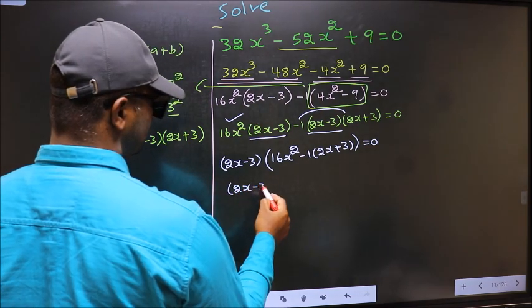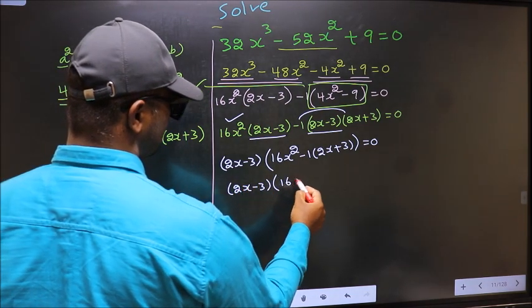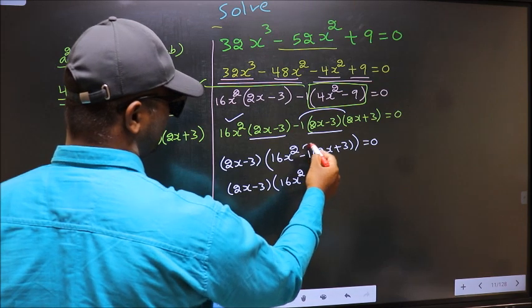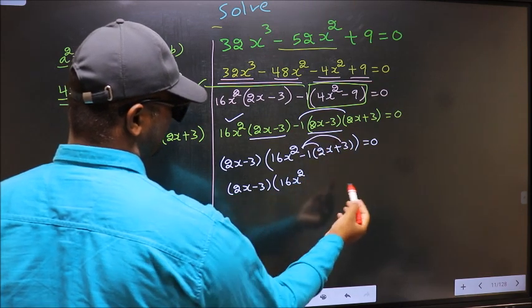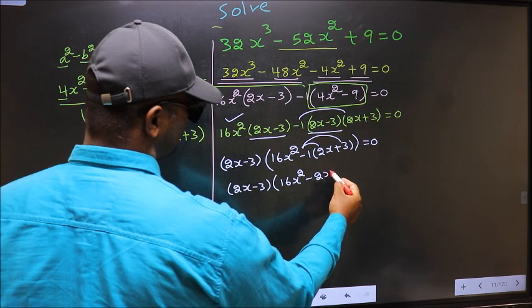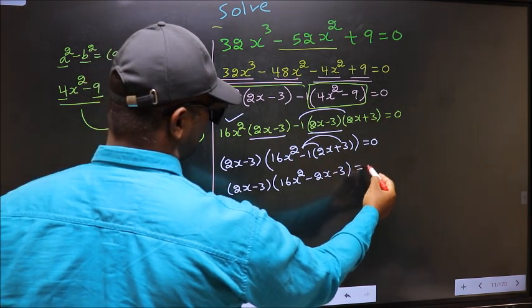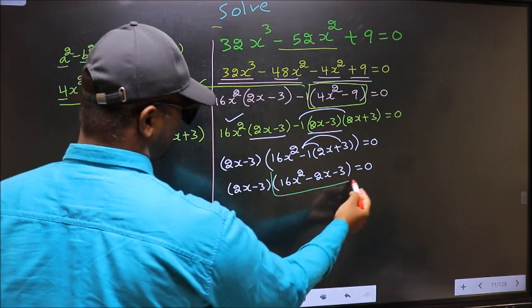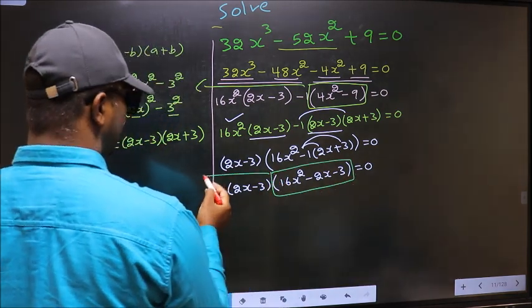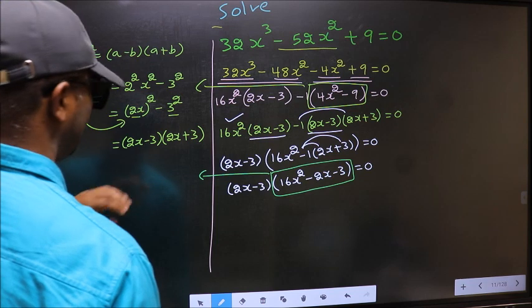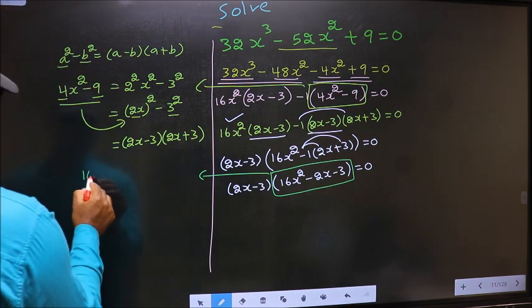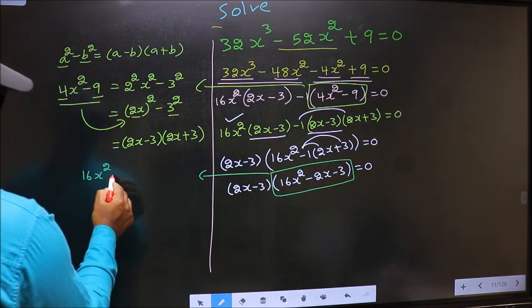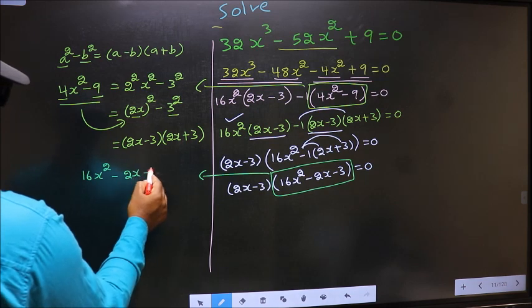Now 2x minus 3, 16x square. Now you open up the brackets in this way. You get minus 2x minus 3 equal to 0. Now this quadratic, I will factorize it here. That is 16x square minus 2x minus 3.